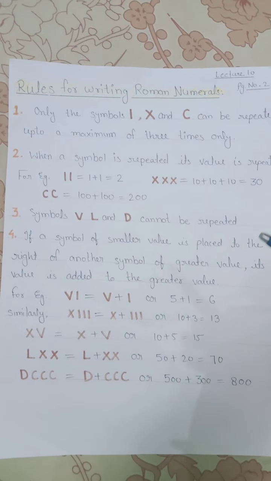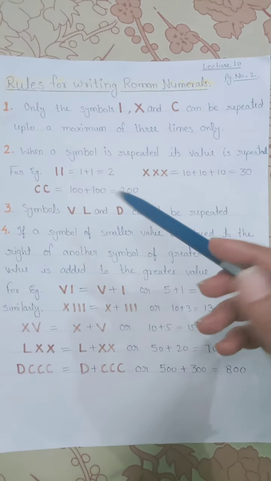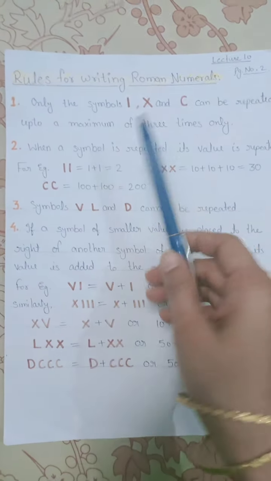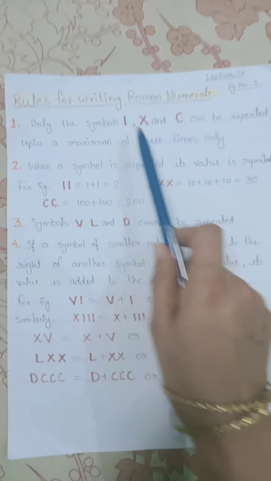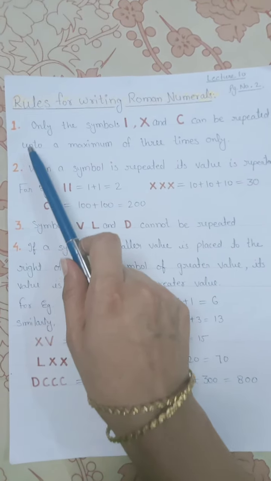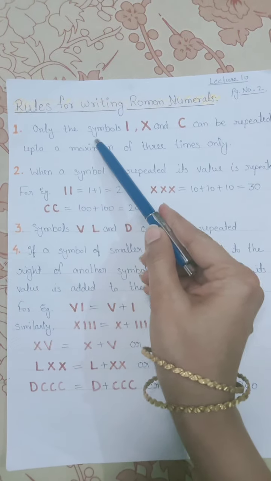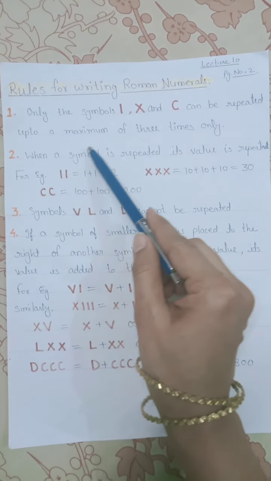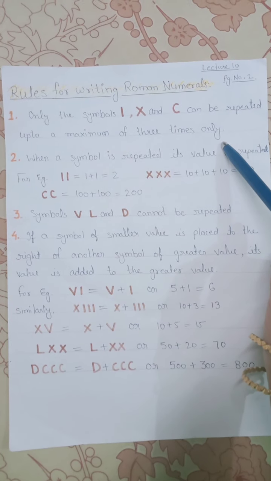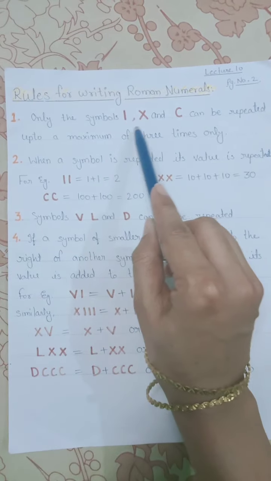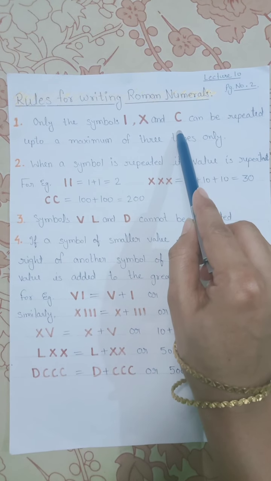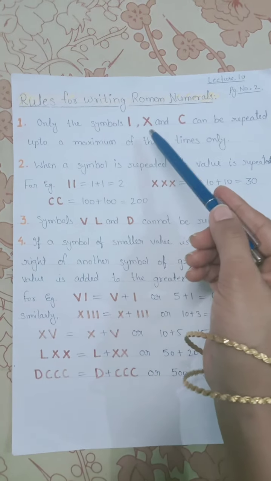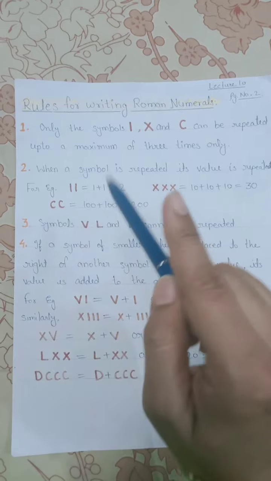And students, if we want to make the numerals from these symbols or to make the combinations, there are some rules. What are these? I will explain to you. These are the rules for writing Roman numerals. Look here for rule number 1. Only the symbols I, X and C can be repeated up to a maximum of 3 times only. You can repeat it 2 times also, 3 times, but not more than 3 times.